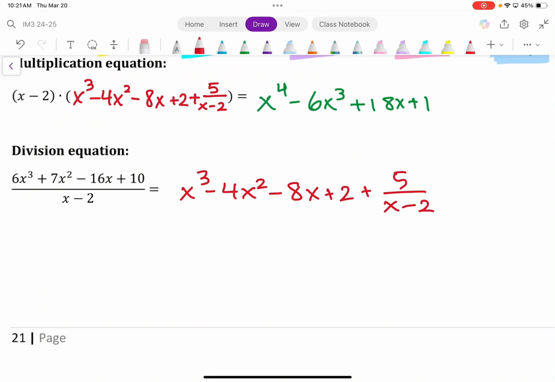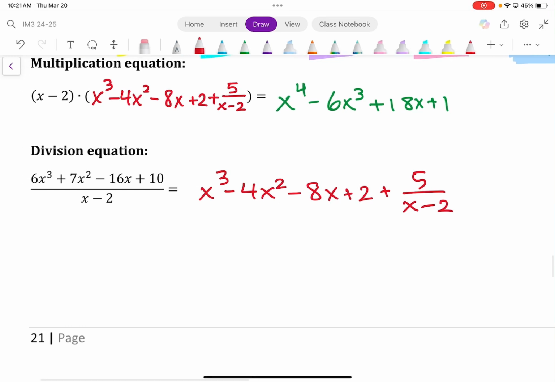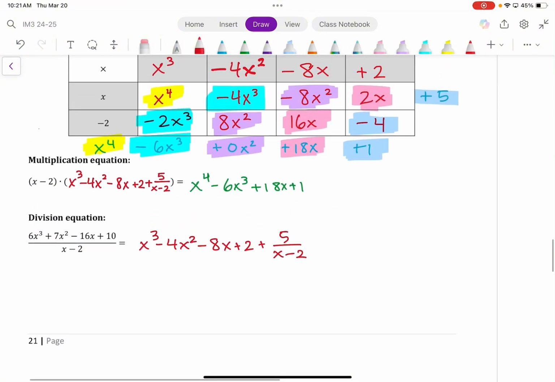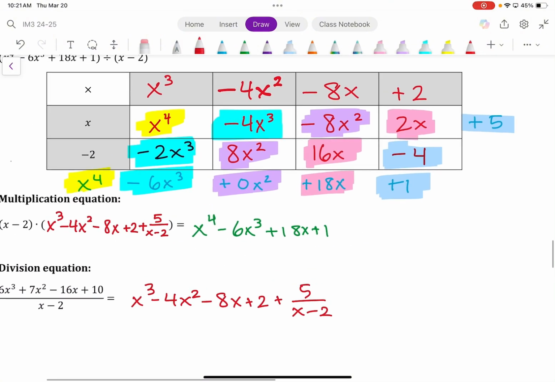All right. So for a multiplication equation, you write it as factor times your other factor equals your final answer. Division is final answer divided by one factor equals the other factor. Are there any questions that I can answer for this one?